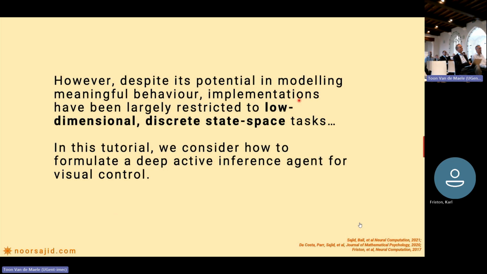But most of the work, at least when we started our own work, was restricted to low dimensional discrete state space settings. So in this tutorial, what I'm going to try and convince you is that we can go beyond it and start formulating deep active inference agents for visual control. And that's something that's been predominant in the literature coming out from Ghent, but also the Sussex group and lots of other folks. So it's probably not state of the art. I think that's the preface, but it's one way of instantiating the agent when you're thinking about scaling up some of the computations.